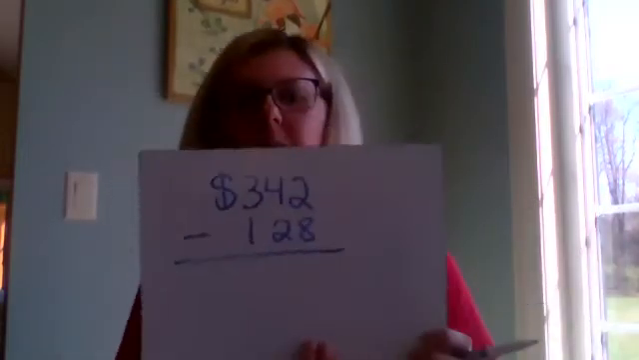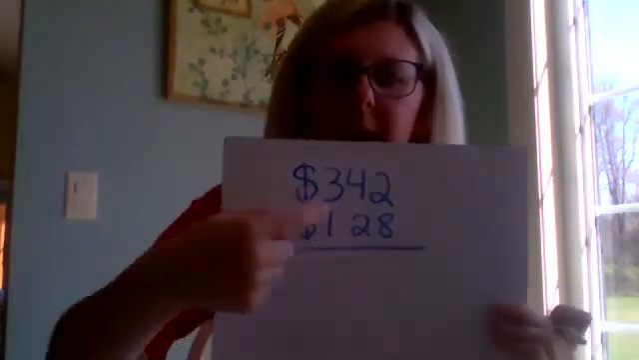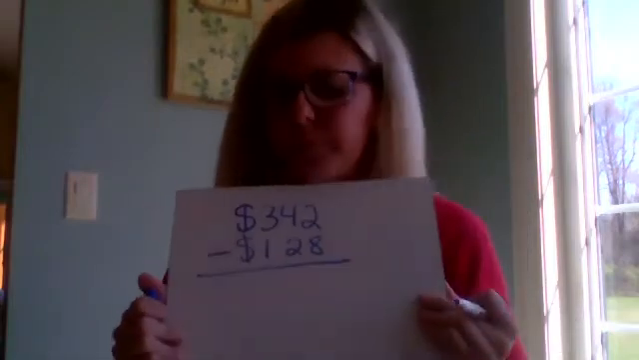So the first one says, and make sure you use your dollar signs because that's important too. The labels are important. So 342 minus 128. Now, that's how it's written on the page, but it might be easier if you do 2 dollar signs so that way you don't accidentally move your 1 over.